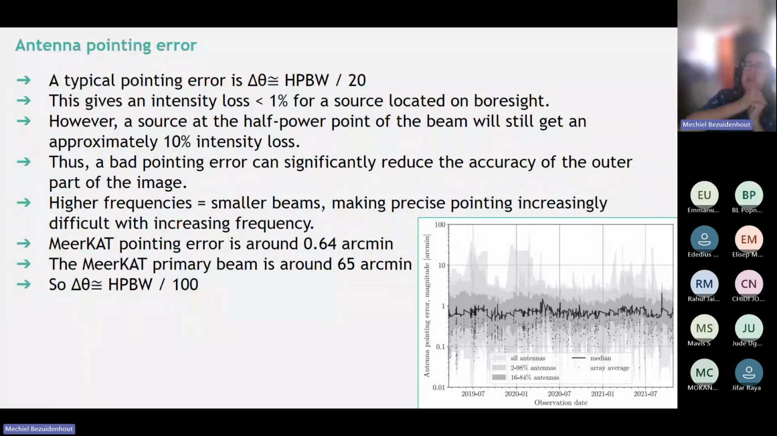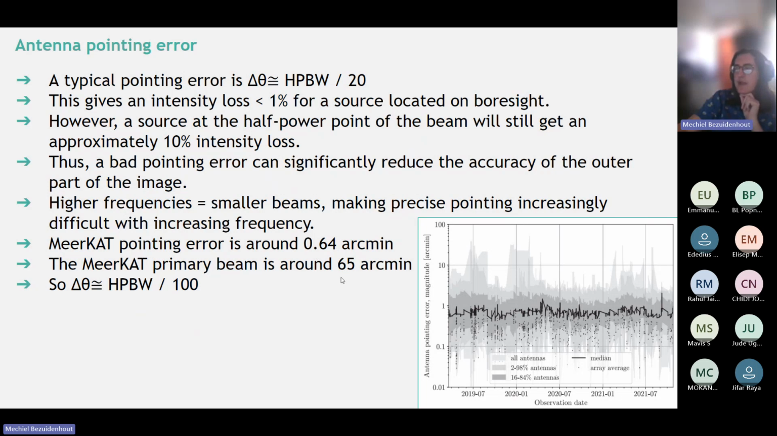To give you some idea, Meerkat has a pointing error of about 0.64 arc minutes. So if you look at the plot on the right, those are measurements of the pointing error of Meerkat over time. And the median of those measurements is given by the dark black line. And it is pretty stable. It hovers around 0.64 arc minutes. And the Meerkat primary beam is around 65 arc minutes. So the error is about 1/100th of the beam width.